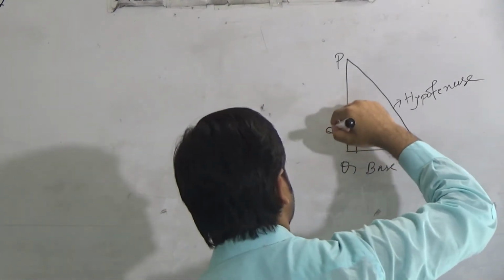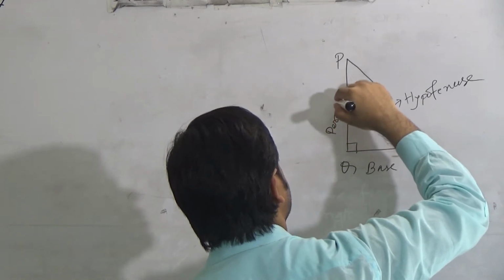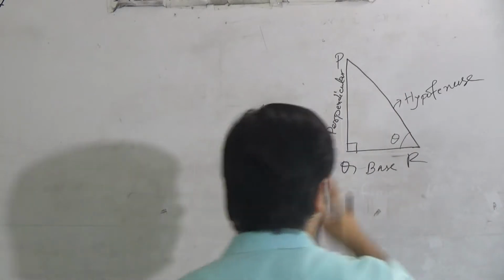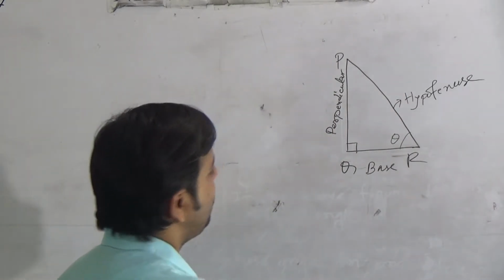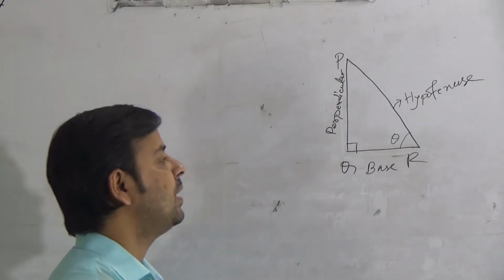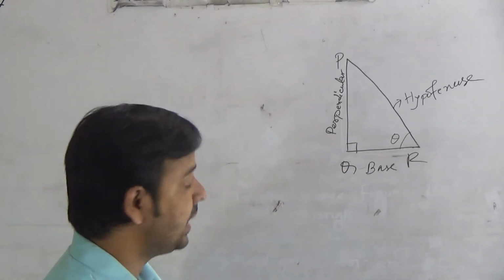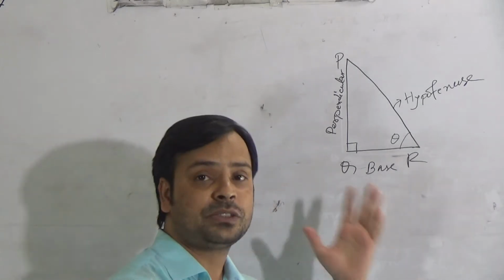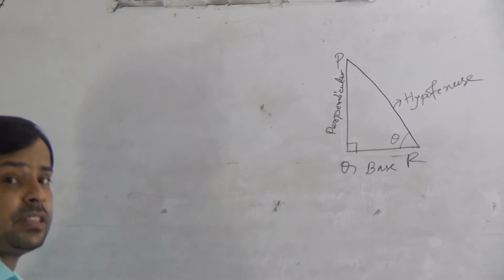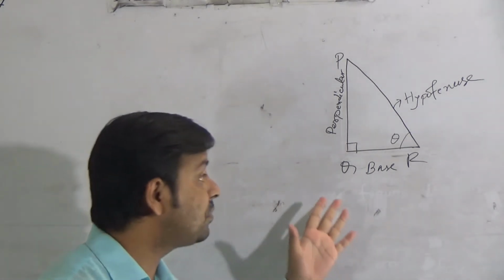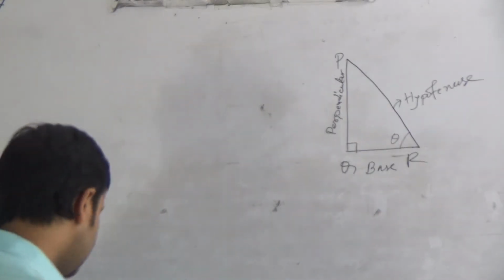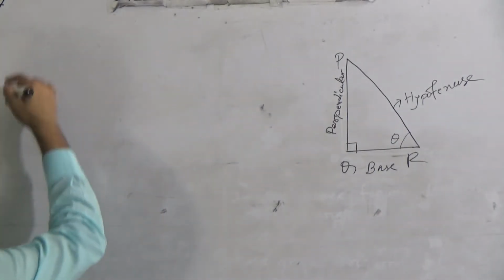So we can write here perpendicular, or this is the opposite side. Okay dear students, so we know the three names of the three sides of a right angle triangle. Now we are going to discuss the trigonometric ratios. It means ratios of these three sides in trigonometry. We can write in which way we will learn now.